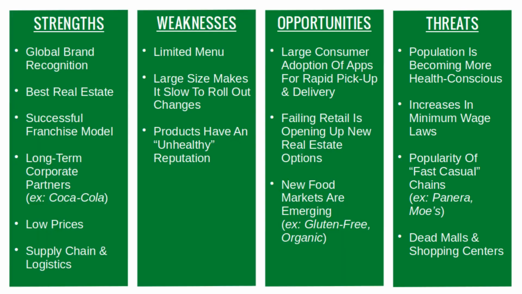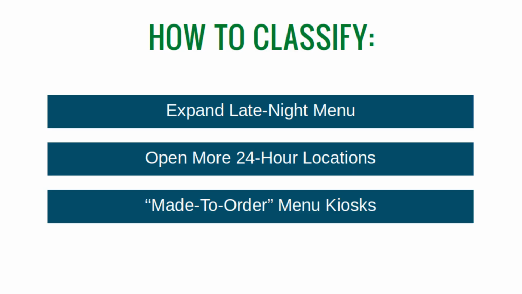When we put all four of those together, we have a SWOT analysis for McDonald's. It's a pretty simple concept. But here's where a lot of my students get confused. Let's look at how to classify some factors. One thing, McDonald's could expand their late night menu. They could open more 24-hour locations. And they could install made-to-order menu kiosks like you see at Sheetz or other restaurants.